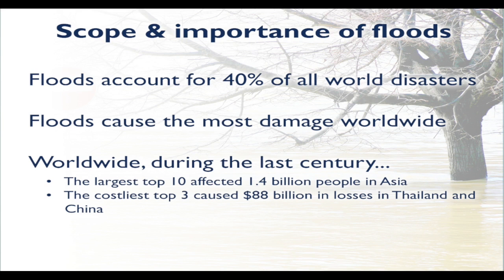Floods cause the most damage of any natural disaster worldwide, and during the last century, the top 10 largest floods affected 1.4 billion people in Asia alone. That's a huge percentage of the people in Asia. The costliest top 3 floods caused $88 billion US dollars in losses in Thailand and China, just the top 3.